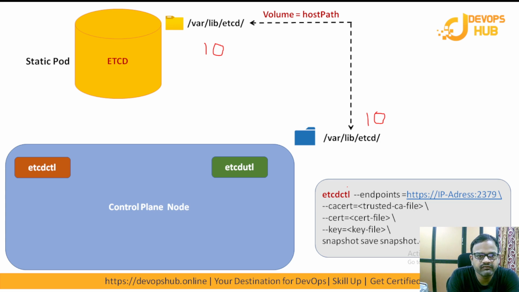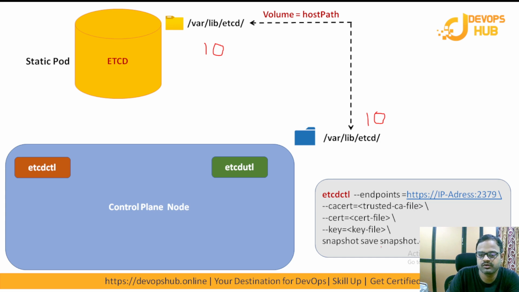And how will it reach it? How will we know at what address it is there? That's the reason in the command we are specifying --endpoints. And as we already discussed, while setting up the Kubernetes cluster, for data encryption and safety purposes, kubeadm has installed some TLS certificates. For those purposes, we have to mention --cacert, --cert, and --key to authenticate ourselves while executing these commands. Then you will give the command snapshot save snapshot.db.